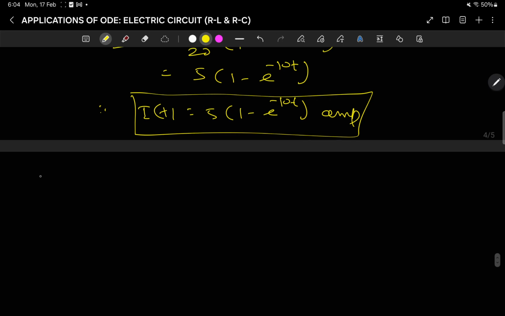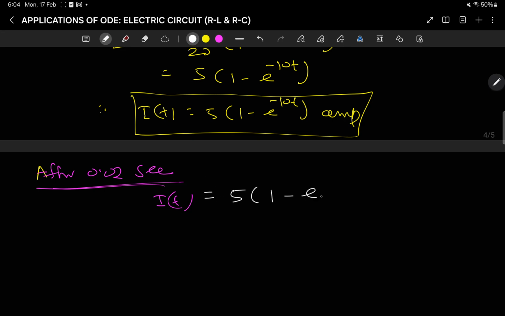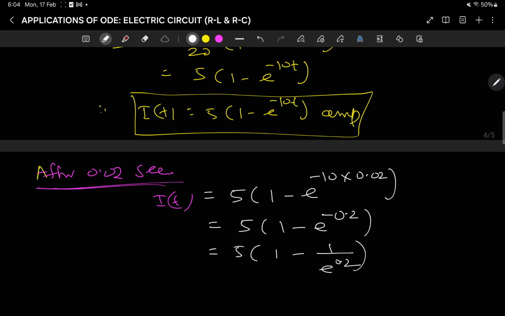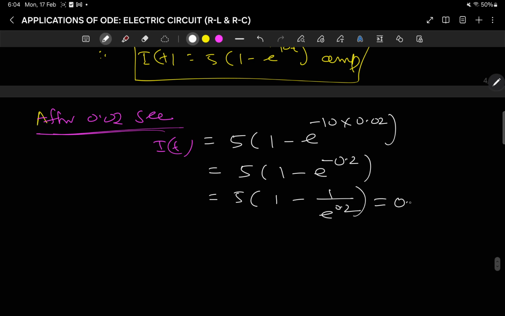Now you are given, after 0.02 second, what am I getting? I of t is equal to 5 into 1 minus e to the power minus 10 into 0.02. So this is equal to 5 into 1 minus e to the power minus 0.2, which is 5 into 1 minus 1 by e to the power 0.2. So this is equal to 0.906 ampere. Okay, so this is your answer. Coming to another question.